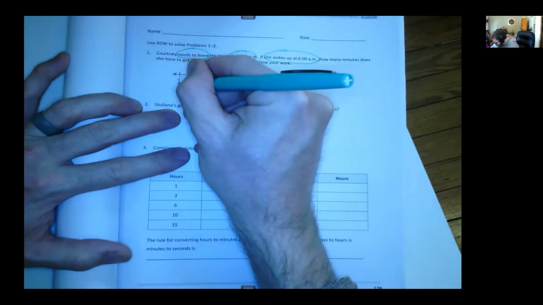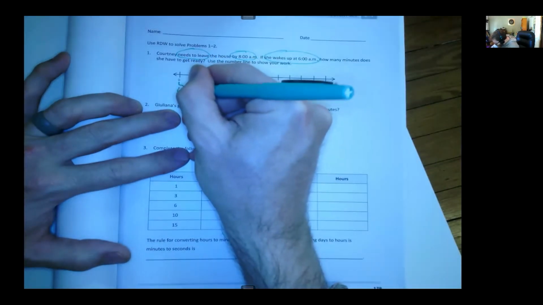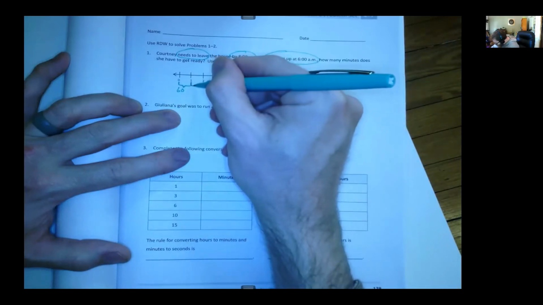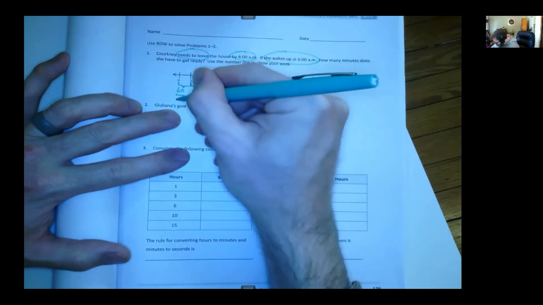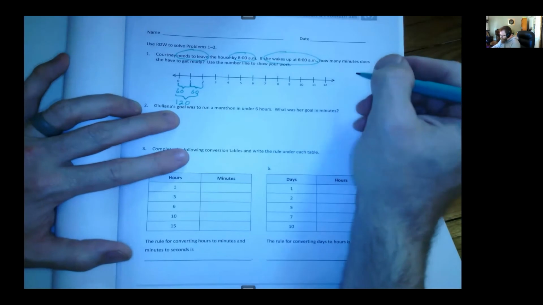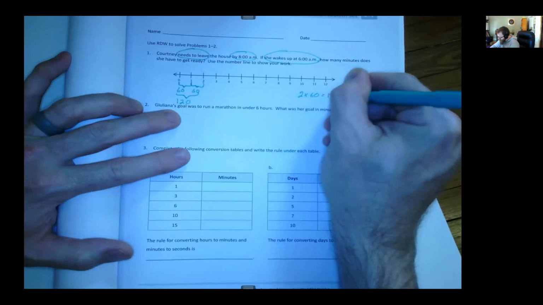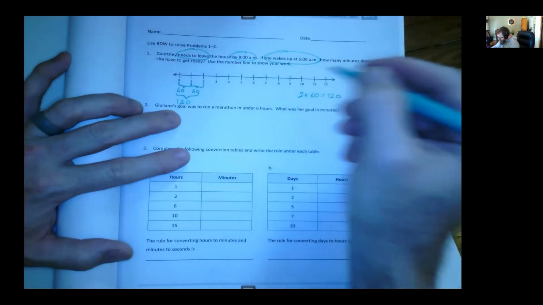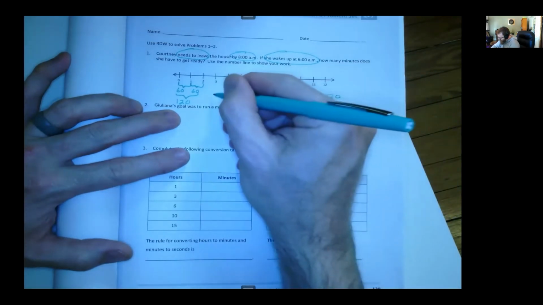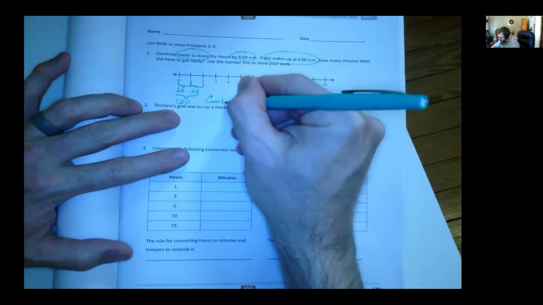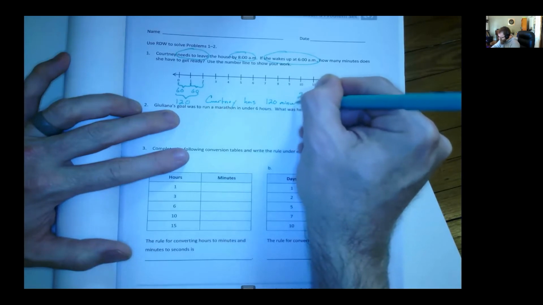1 hour is going to be 60 minutes. 2 hours will be 120 minutes. Another way you could show that is 2 times 60 equals 120. Courtney has 120 minutes to get ready.